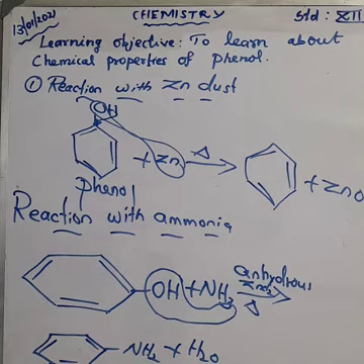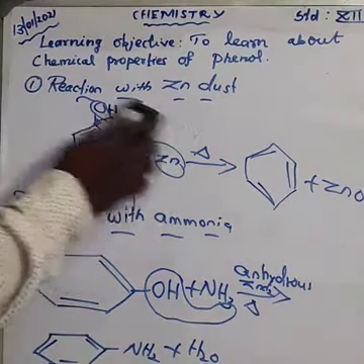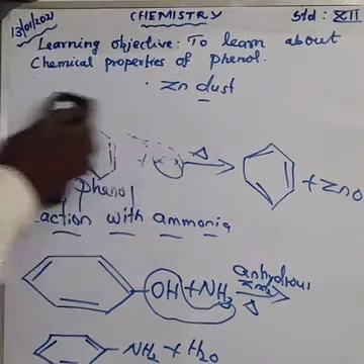Don't forget to learn the formula for aniline. That is C6H5NH2. What is the formula for aniline? C6H5NH2. Next, one of the very important named reactions. That is the Schotten-Baumann reaction.